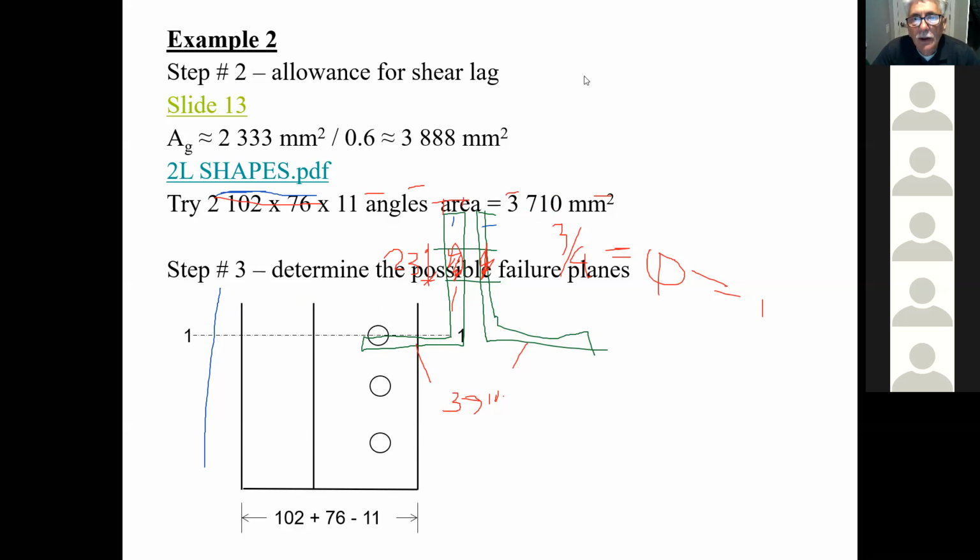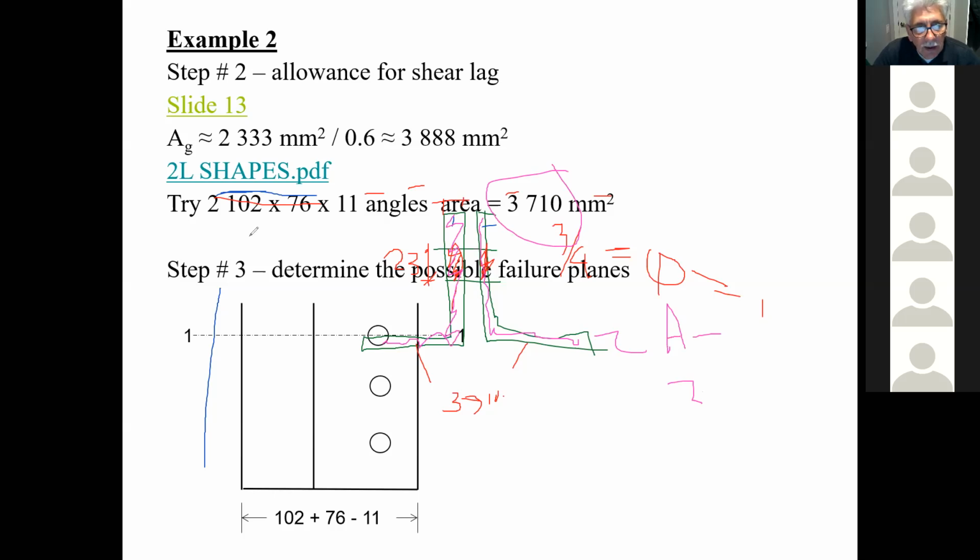In other words, let me put this in blue or purple. Okay, maybe you can see it here. Let me draw it, okay? So all of this here, this cross section of the angle here and this cross section of the angle here, will give me a total area of 3,710 square millimeters. Is that okay with everybody? If there's somebody that doesn't understand, I'll try to find another way to explain it.